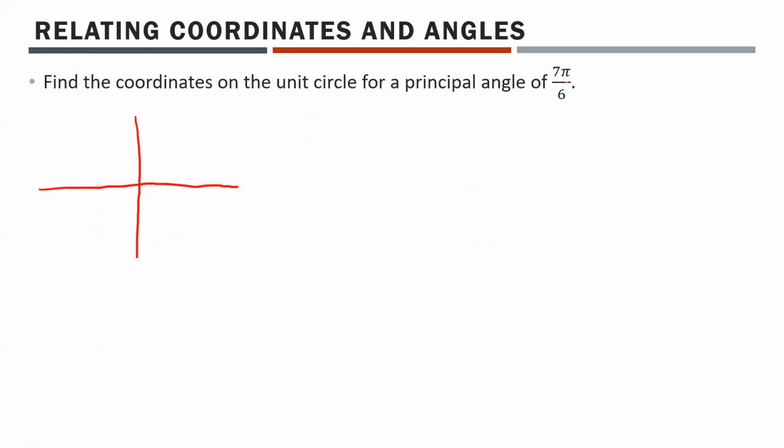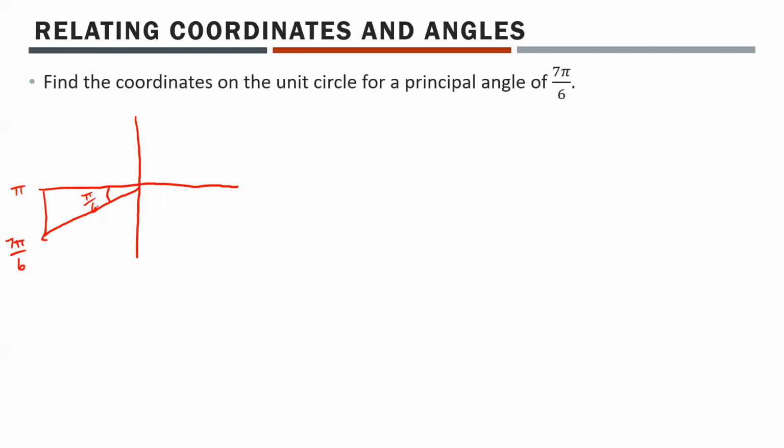7 pi over 6, first we should determine where that is. Keep in mind that that is, of course, radians, so I'm going to say that this is pi, because 180 degrees is pi. And 7 pi over 6 is just a little bit more than 1 full pi. 1 full pi would be 6 pi over 6. So 7 pi over 6 is just coming down from here. And hopefully what you can see is that that's coming down from pi by just another reference angle of pi over 6.